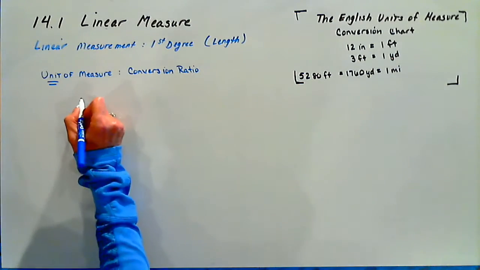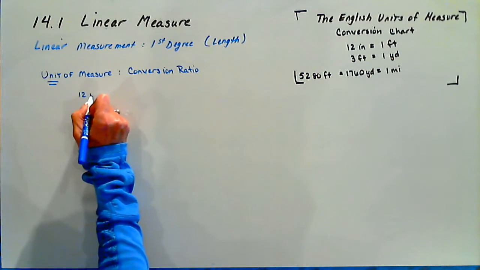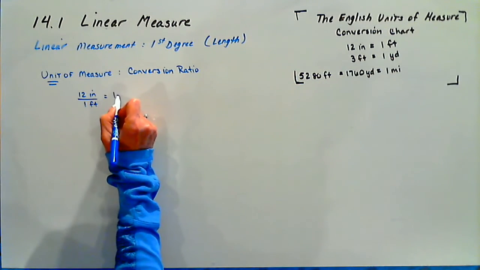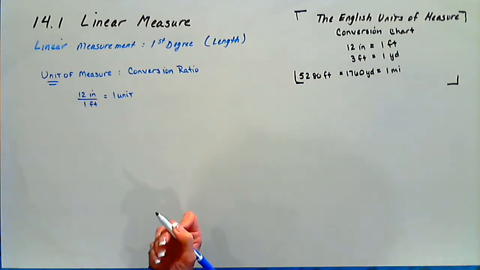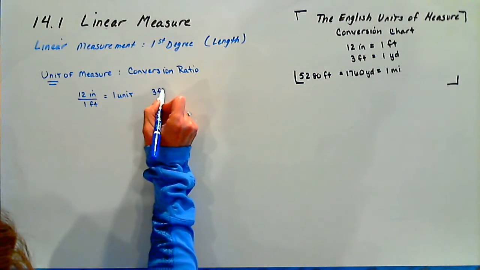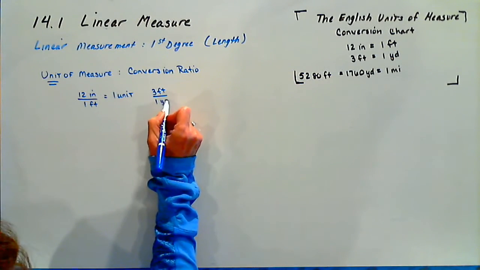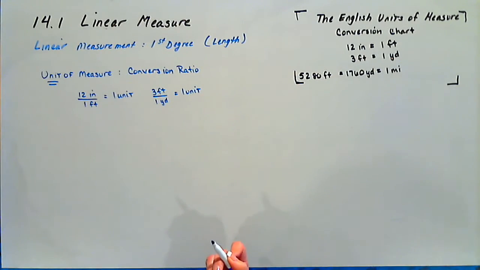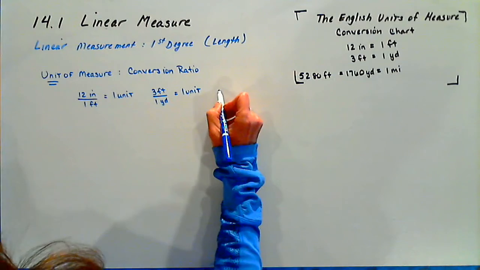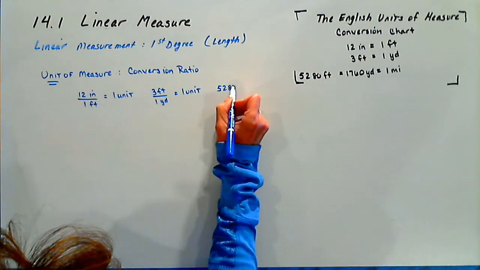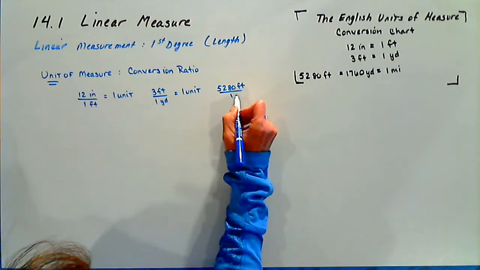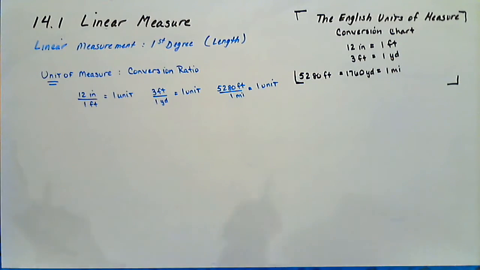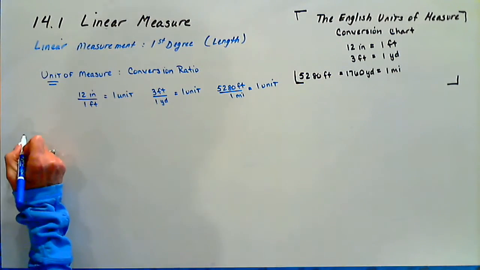So for example, 12 inches we know is the same as 1 foot. So this is considered 1 unit because they're both the same. We could say the same thing. 3 feet is the same as 1 yard. It's still 1 unit. We're just measuring it in either feet or yards. Similarly, we could say 5,280 feet is the same as 1 mile. So therefore, it's still a single unit of measurement. Okay? So how do we use this?